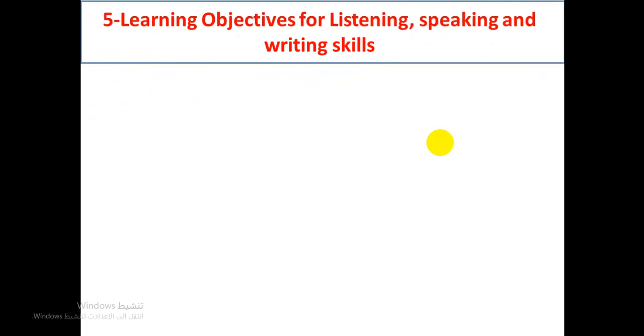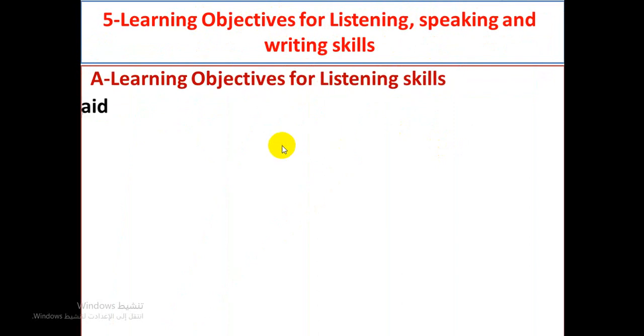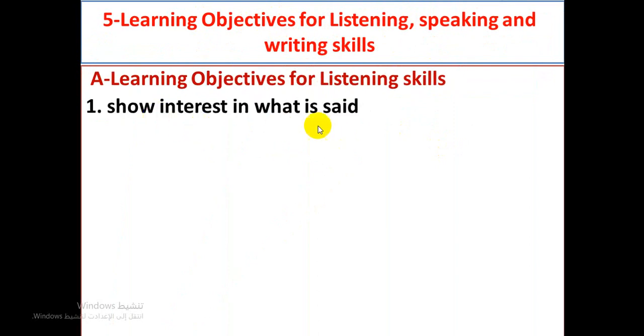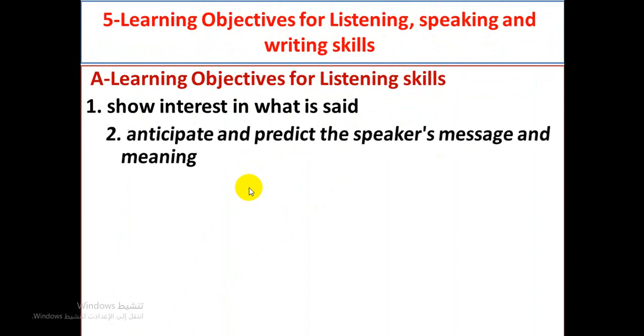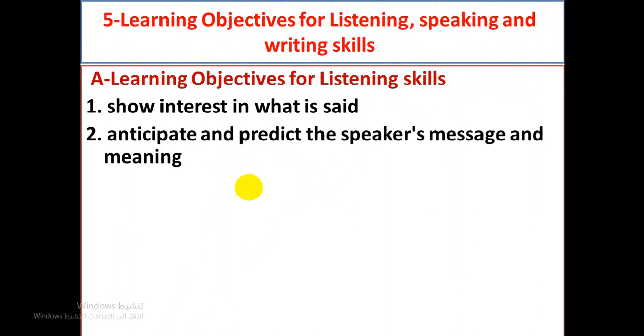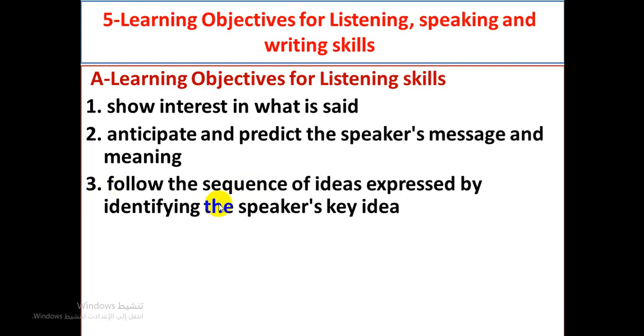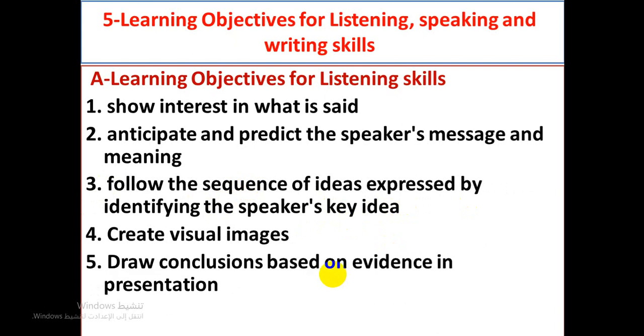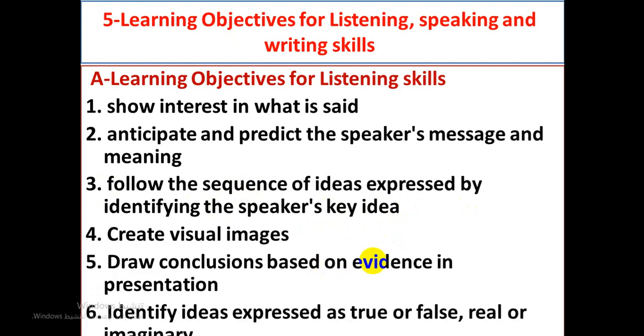Here, we have some learning objectives for listening, speaking, and writing skills. Learning objectives for listening skills such as show interest in what is said, anticipate and predict the speaker's message and meaning, follow the sequence of ideas expressed by identifying the speakers, create visual images, draw conclusions based on evidence in presentation, identify ideas expressed as true or false, real or imaginary.